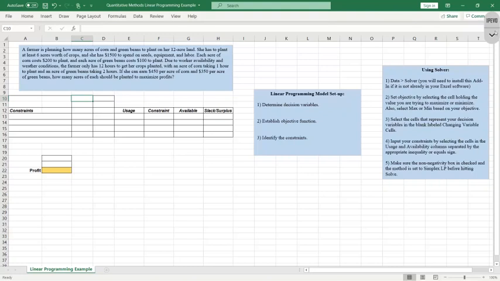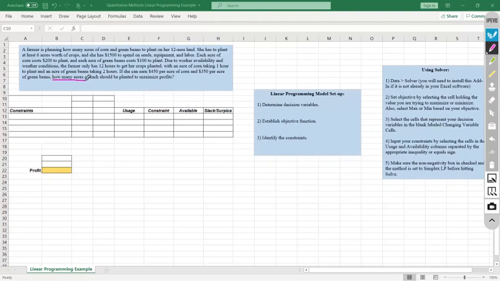Okay, so our first goal is to figure out our decision variables. Again, that's what we're going to be producing in the end. Our final answer will be based on these variables. So our goal is to find how many acres of each, right? And each being of corn and green beans. So I'm going to go ahead and write out my decision variables here. And I'm also going to put them down here.